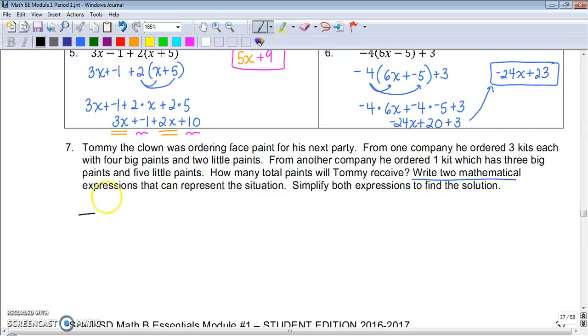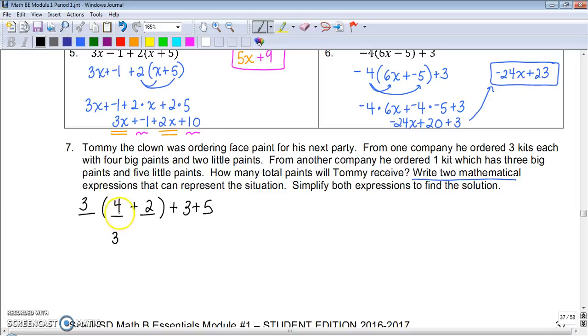So one way that we've been doing these is oftentimes there was a grouping symbol. And so if we reread the problem, it says he has 3 kits, and in each kit there are 4 paints and 2 paints. From another company, there's a kit that has 3 and 5, and that's a different kit. So that one does not have a grouping symbol because there's only one of that kit.